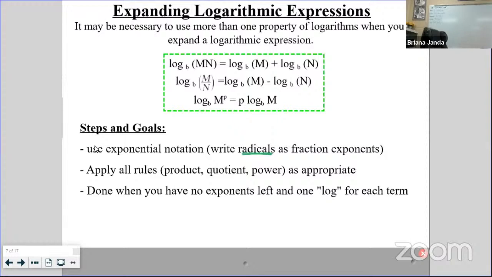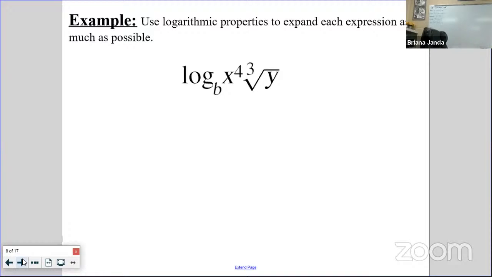All right, does anyone still want this page? Okay. So let's see this in action. And I know that for whatever reason, this one kind of printed weird on the page here, but it says use logarithmic properties to expand each expression as much as possible.